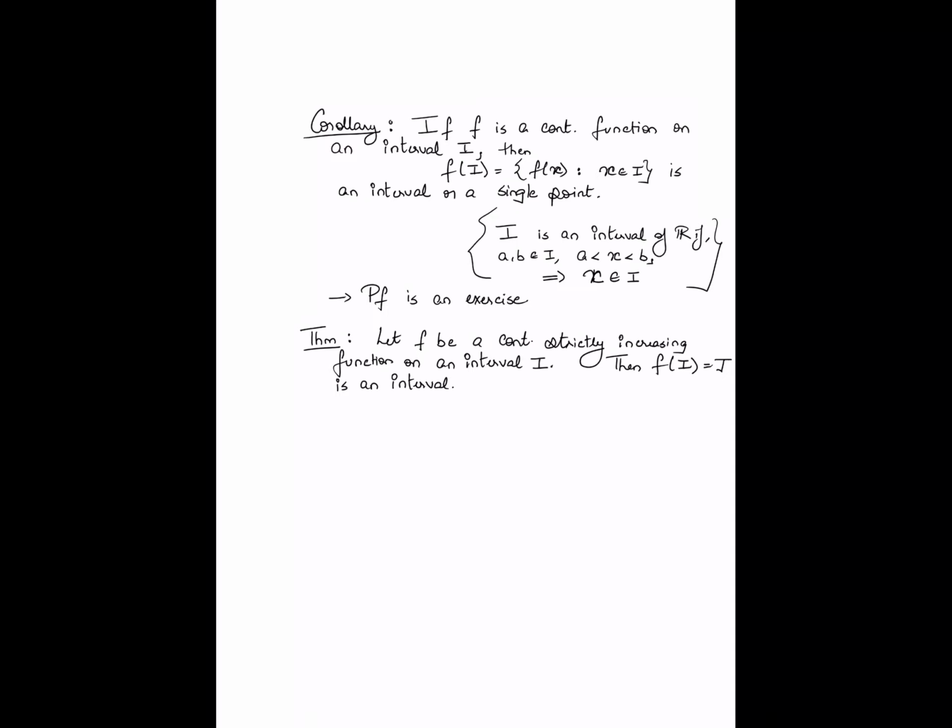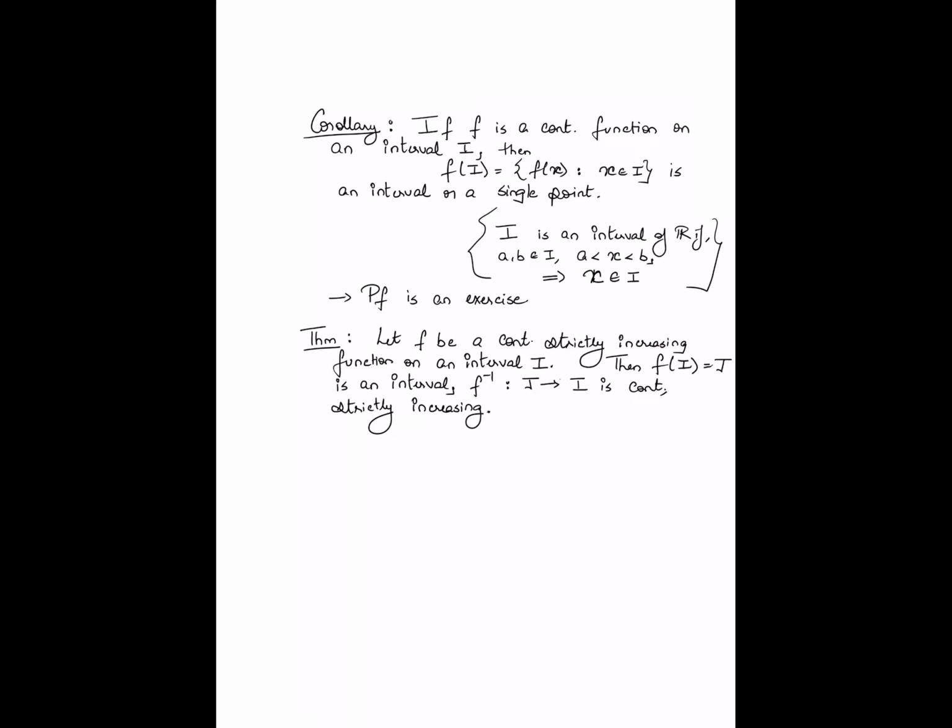Moreover, f inverse, the inverse of this function, which maps J to I, is continuous and strictly increasing. So what this theorem tells you is that if you have any continuous and strictly increasing function on an interval I, then the image of the function is also an interval. The inverse function clearly will map the latter interval J back to the interval I. And the claim here is that if you have a continuous strictly increasing function, its inverse is in fact also a continuous and strictly increasing function.